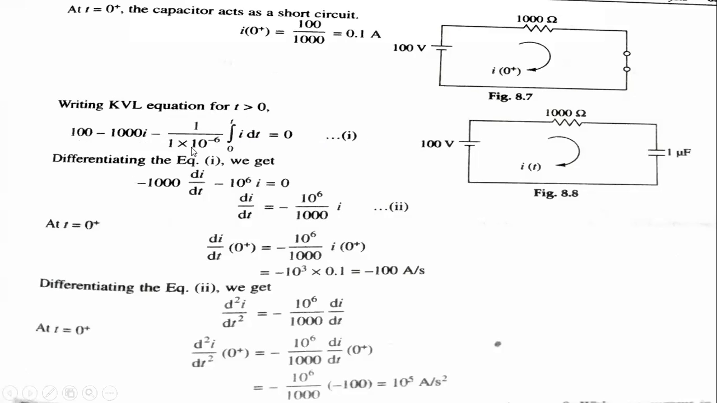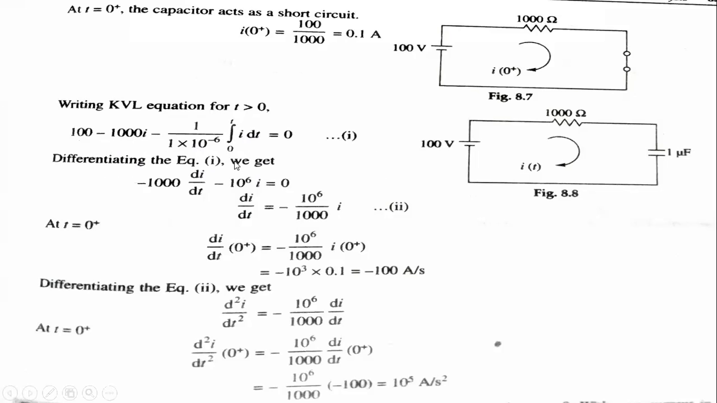It will be similar to that only. So what is my V? V is 100, minus IR, which is 1000 of i, minus again the component, that is 1 by C integral from 0 to t of i of t dt, as we already mentioned at the beginning. So 1 by C integral 0 to t i of t dt equals 0. That is equation number 1.